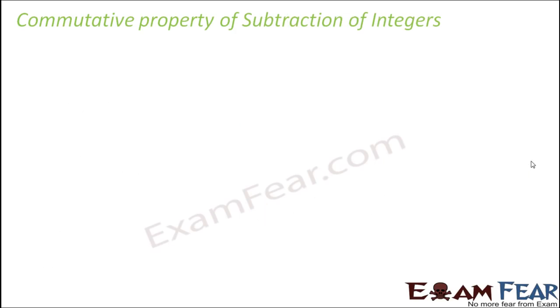Now let us look at the commutative property for subtraction of integers. So for this again let us take an example. So let us consider two integers 5 and minus 3. So if you subtract 5 minus minus 3, what is it? This becomes equal to 5 plus 3. Like subtracting a number means adding its additive inverse. That's what we have learned, right? So this is 8.